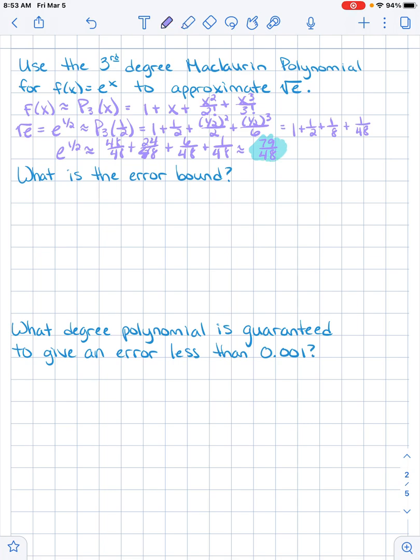Now let's figure out how far off we might be. Okay, the error bound. We're going to find the remainder for this third degree or third order polynomial at 1/2. We know it will be less than or equal to m over 3 plus 1 factorial times 1/2 minus 0, because we centered at 0, to the 3 plus 1. All right, 1/2, well, let's do 3 plus 1 factorial. 4 factorial is 24.